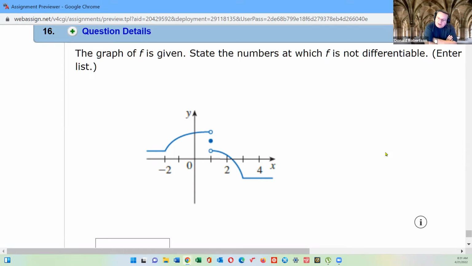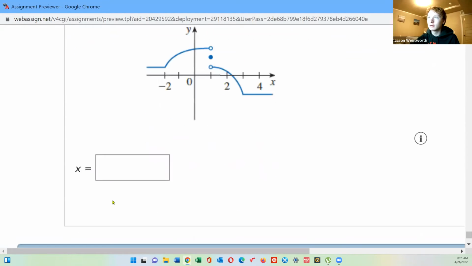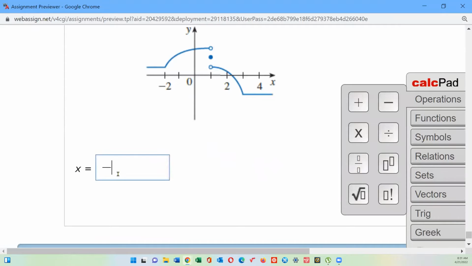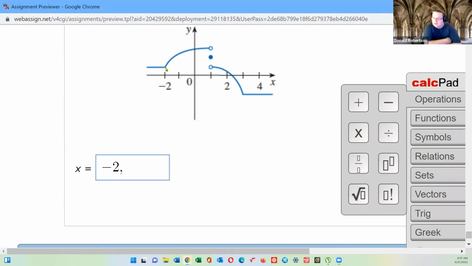Okay, there are 3 places where this function is not differentiable. 3 values of x. -2, 1 and 3. I have a -2. And at -2, would you agree it's a corner? Those are cusps, everything else is a corner. I heard 1, and that's a jump discontinuity, and I believe 3 was the other answer, and isn't that another corner?